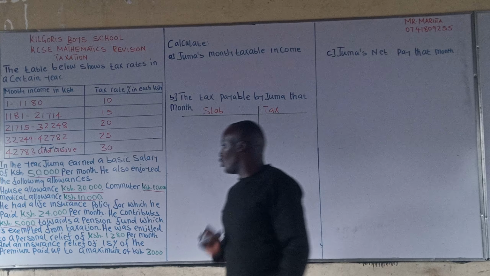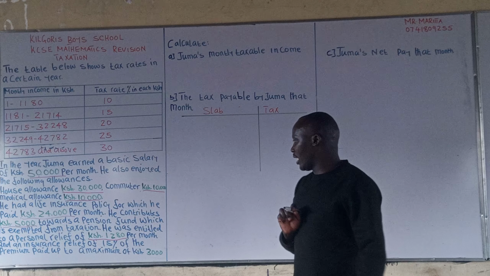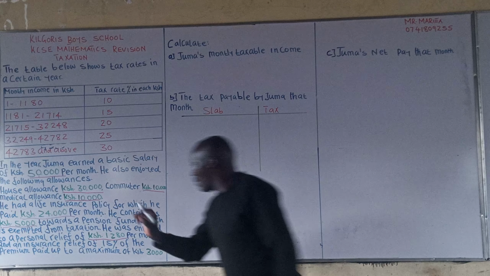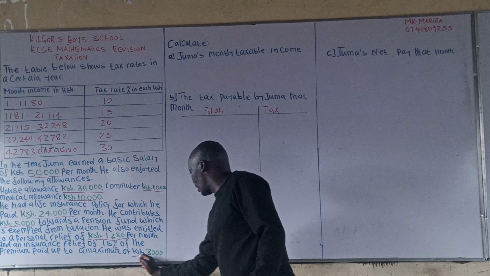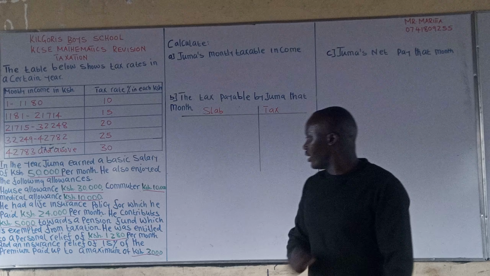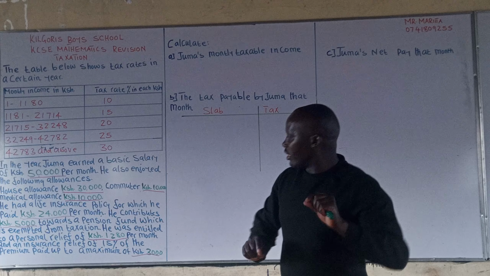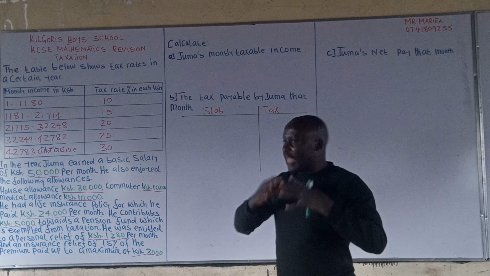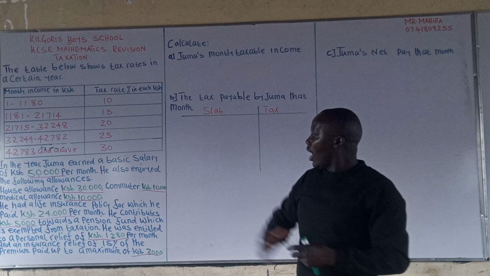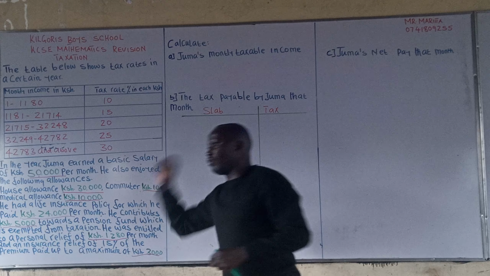He was also entitled to a personal relief of Kenya shillings 1,280 per month, and an insurance relief of 15% of the premium paid up to a maximum of Kenya shillings 3,000. So we have two reliefs here. There is a personal relief of Kenya shillings 1,280. Then there is the insurance relief. Remember, this person had a life insurance policy for which he is paying 24,000 per month, but of this 24,000, he is being given a relief of 15% of that money.